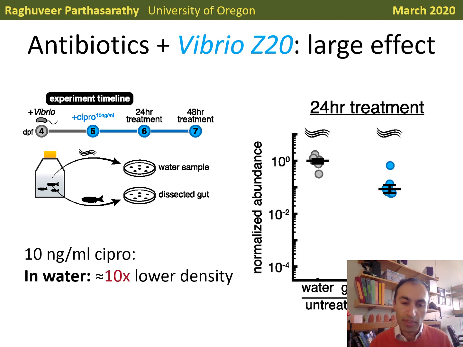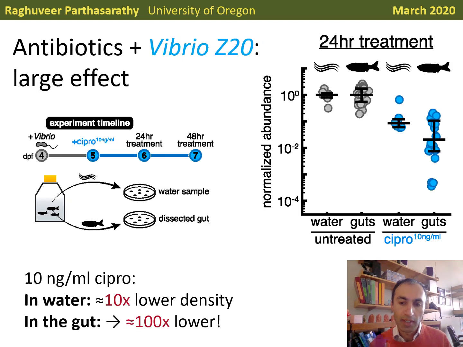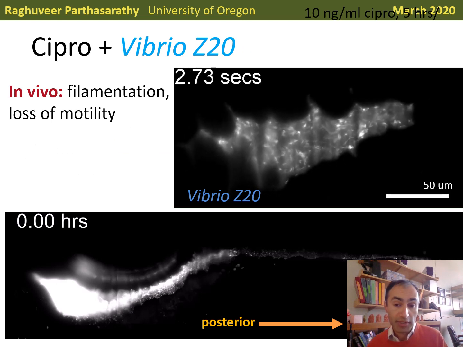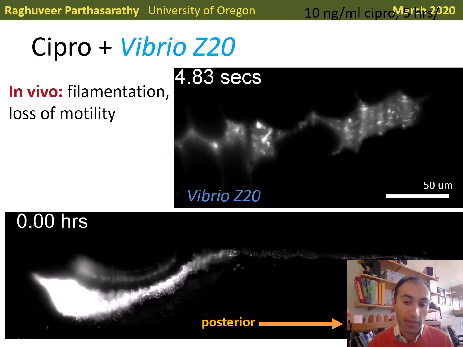What we find is that the concentration in the water drops by about a factor of 10 with antibiotics compared to without. The abundance in the fish, though, drops by a factor of about 100, a much bigger effect. So why is that? Well, visualizing what the bacteria are like in the gut, we find something quite dramatic.